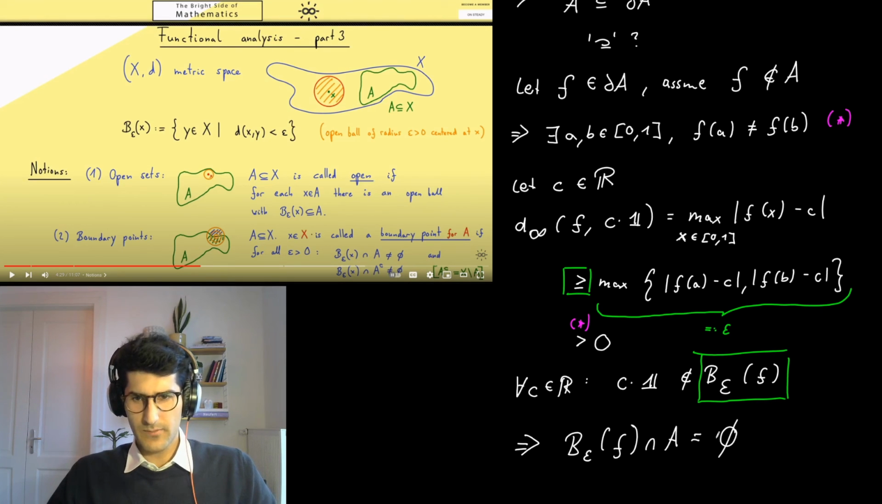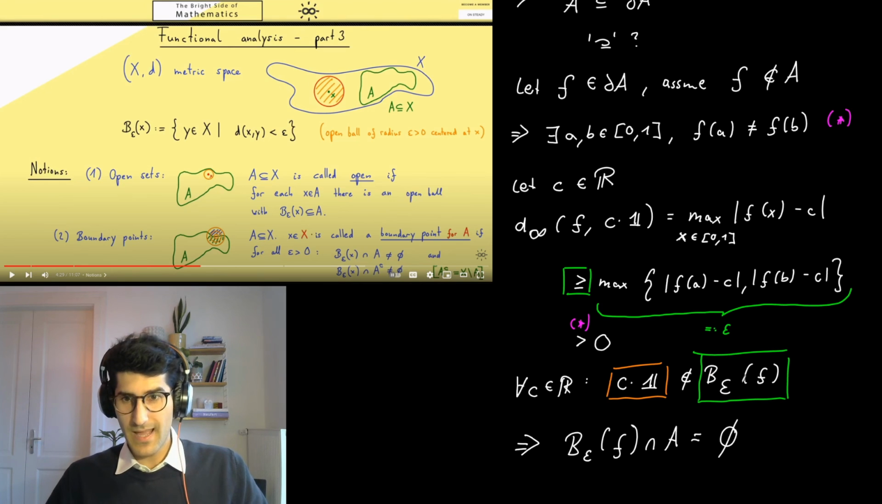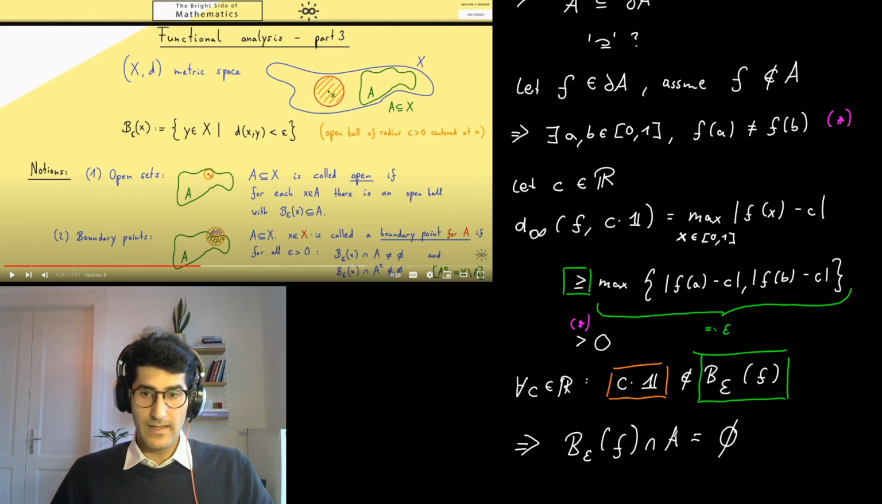Why can I intersect with A and still be empty? Well, I checked for every function in A. Note that we wrote down functions in this way: c times a constant 1 function. This gives me every constant function that I know. I can show for every constant function that it won't be an element of the epsilon ball around f. Therefore, the intersection with A will be empty.